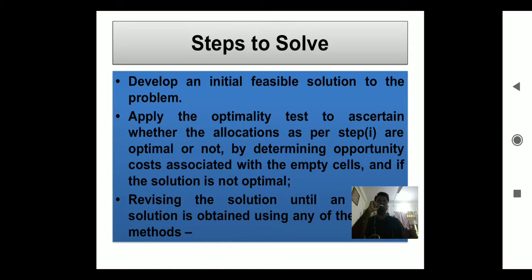So we apply the optimality test to ascertain whether the allocations as per step 1 are optimal or not by determining the opportunity cost associated with the empty cells, and if the solution is not optimal, then further processing is required. But in today's session we are going to discuss only the initial basic solution. These steps are repeatedly applied until the optimal solution is reached.